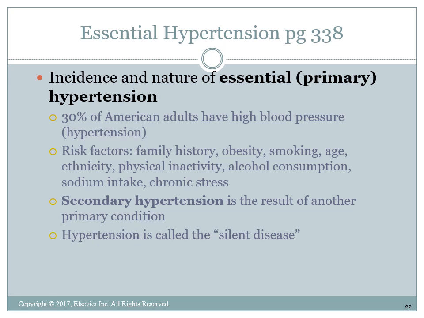Secondary hypertension is the result of another primary condition. So it's secondary to something else. So we have primary or essential hypertension, and then we have secondary hypertension. That's the result of another primary condition. Hypertension is called the silent disease. So we might not see anything when it comes to hypertension until it's very advanced.